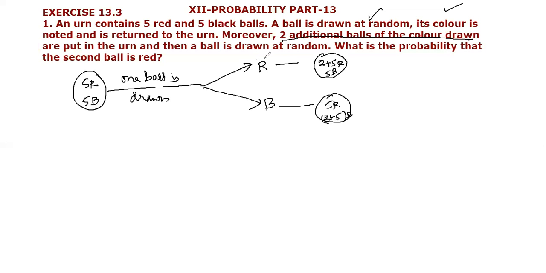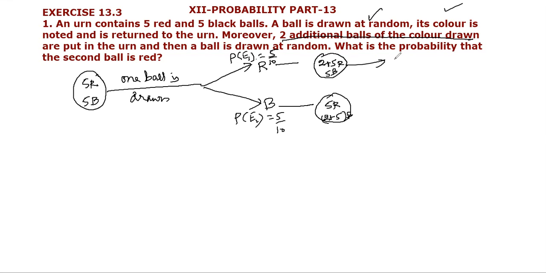So first of all, the probability of E1. E1 is the probability of drawing the first red ball. How many red balls are there? 5. So 5 upon 10. And the probability of drawing a black ball is also 5 by 10. Now find the probability that the second ball is red.